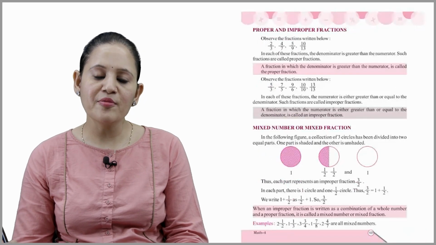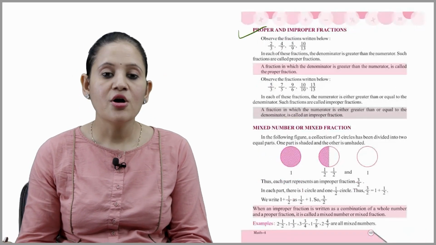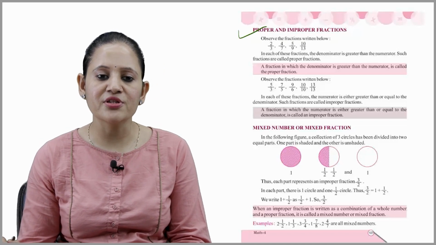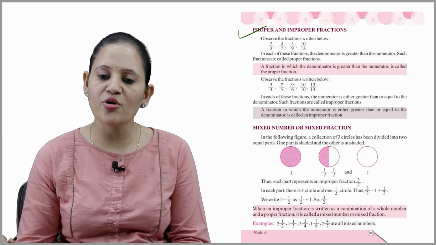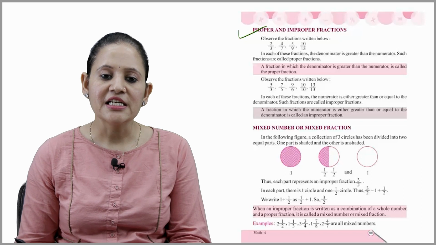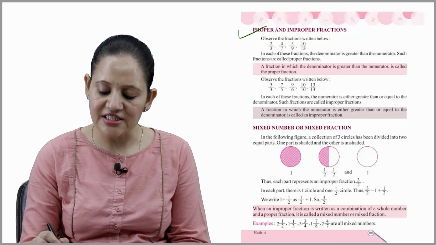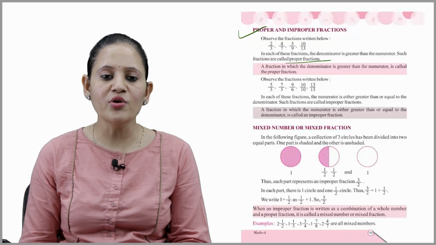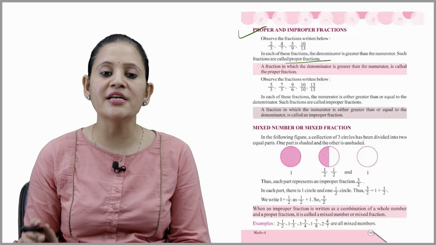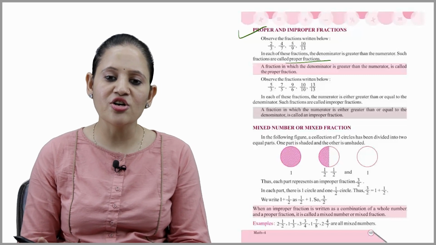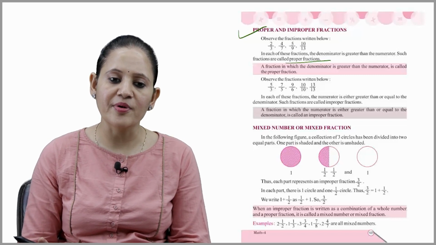Next is proper and improper fractions. Observe the fractions written below. 2 by 3, 4 by 7, 5 by 9, 10 upon 13. In each of these fractions, the denominator is greater than the numerator. Denominator क्या है? Greater है numerator से. Such fractions are called proper fractions. ऐसा fraction जिसका numerator, denominator से less हो या denominator is greater than the numerator, that are called proper fractions. A fraction in which denominator is greater than the numerator is called a proper fraction.